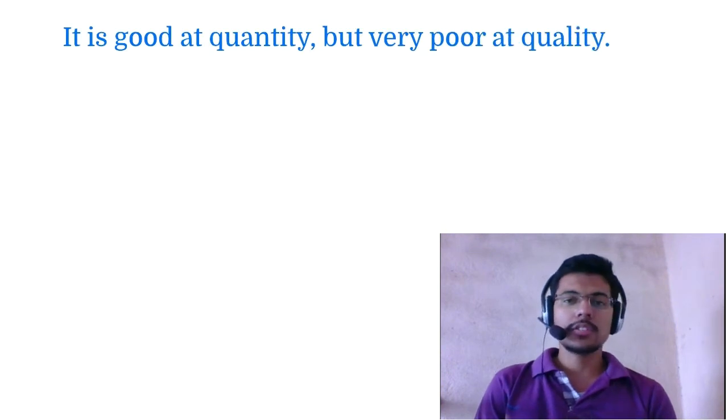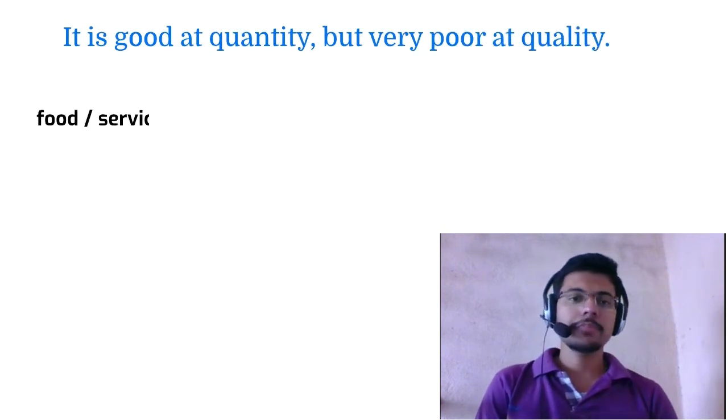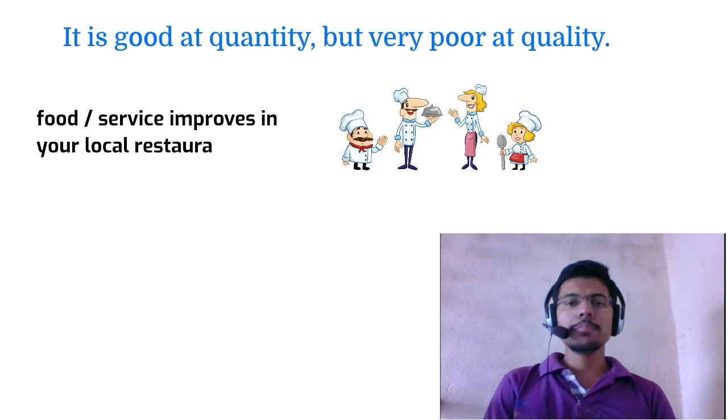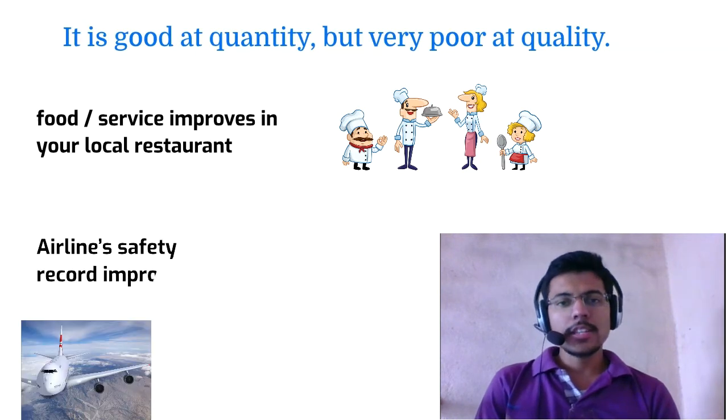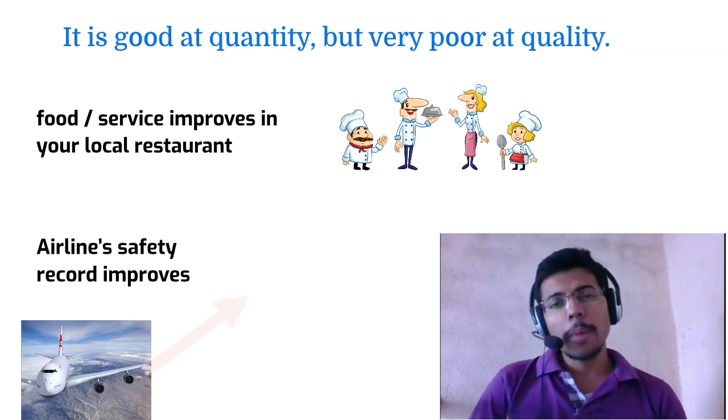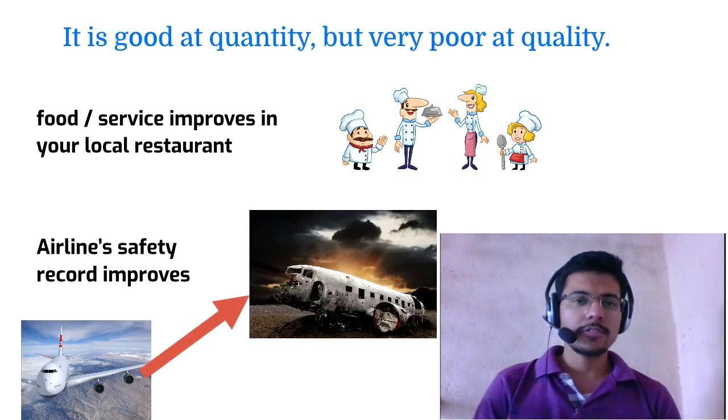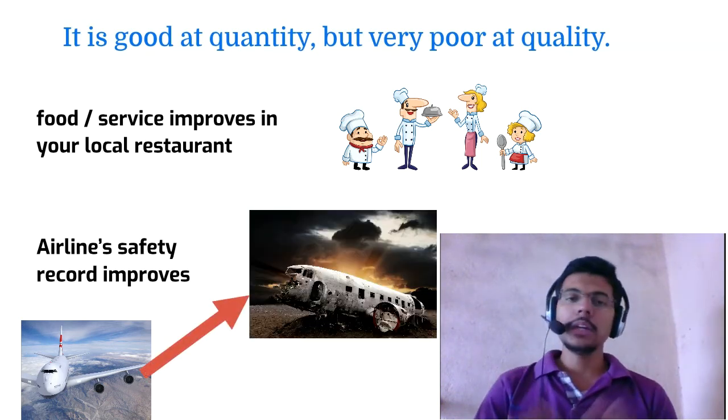It is good at quantity but very poor at services, very poor at quality. If the food or service improves at your local restaurant, GDP won't notice. Similarly, if an airline safety record improves, it won't notice. In fact, GDP might prefer a plane crash so that it can build a new plane.